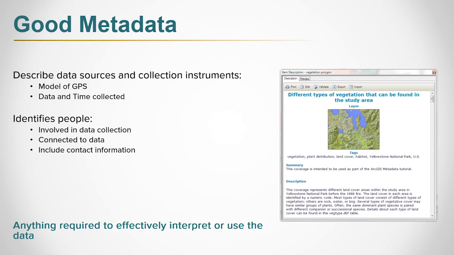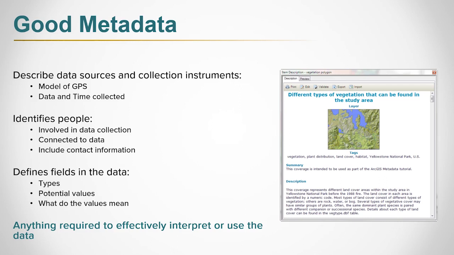Metadata should also define any fields in the data and their potential values and what they mean. Abbreviations should be well defined, as well as anything specific or proprietary to this data set. Again, metadata should include any information required to effectively interpret or use the data. That doesn't mean just the list of information I just gave you, because your project may be different and have other information necessary to interpret or use your data. As part of this, your metadata should also describe the actual meaning of the data in addition to the basics of the data.